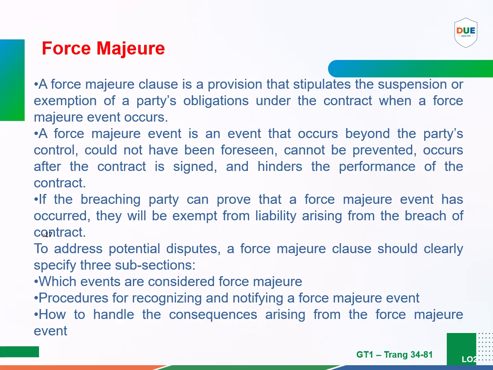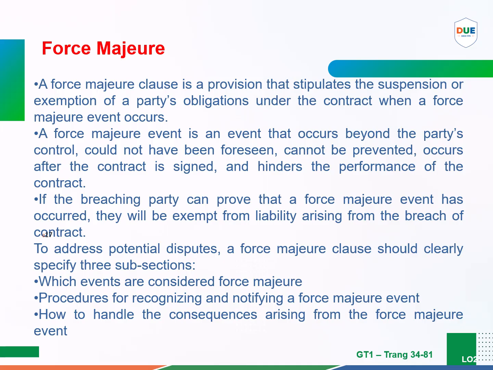When such an event occurs, even if the affected party has taken all necessary and reasonable measures to mitigate the consequences, it is still impossible to perform the contractual obligations. Moreover, the event must arise after the contract is signed and directly prevent the performance of the contract. If the breaching party can fully demonstrate that the conditions of force majeure are met, they will be exempt from legal liability arising from the breach, such as penalties or compensation for damages.